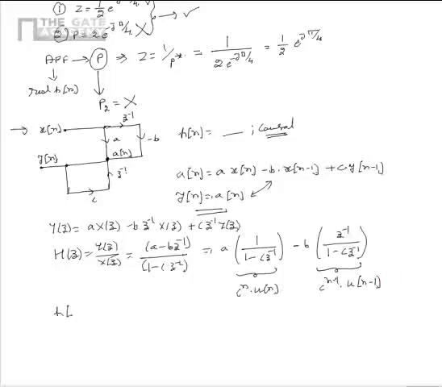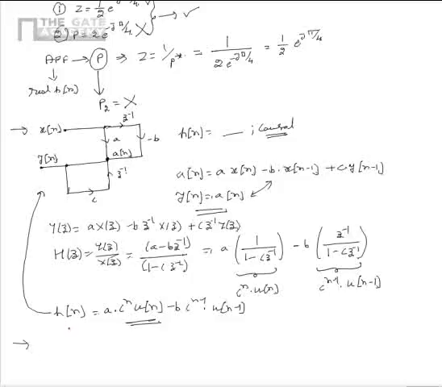From this, we can write the impulse response of the LTI system as h of n is equal to a into c power n into u of n minus b into c power n minus 1 multiplied by u of n minus 1. So whatever we got is the impulse response of the causal LTI system with the given filter structure.